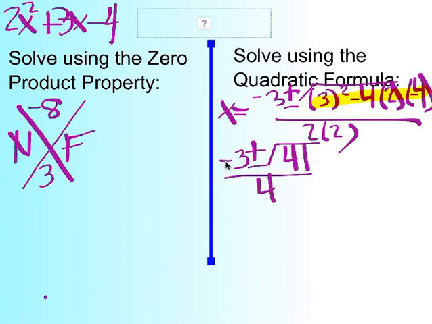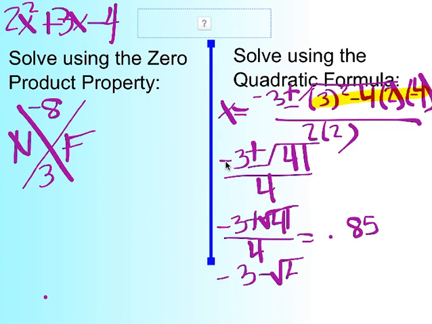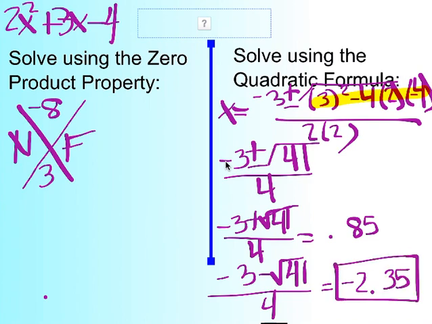So I know that 41 isn't a perfect square. So in my calculator, I'm going to do negative 3 plus the square root of 41, and then hit enter and see what that is. Once I have that answer, I'm going to divide it by 4. So negative 3 plus the square root of 41, enter, divided by 4 is going to give me 0.85. Then I'm going to do negative 3 minus the square root of 41. Again, hit enter, see what that is, and then divide it by 4. Now, when I do that, I get negative 2.35. So each of those are my answers.